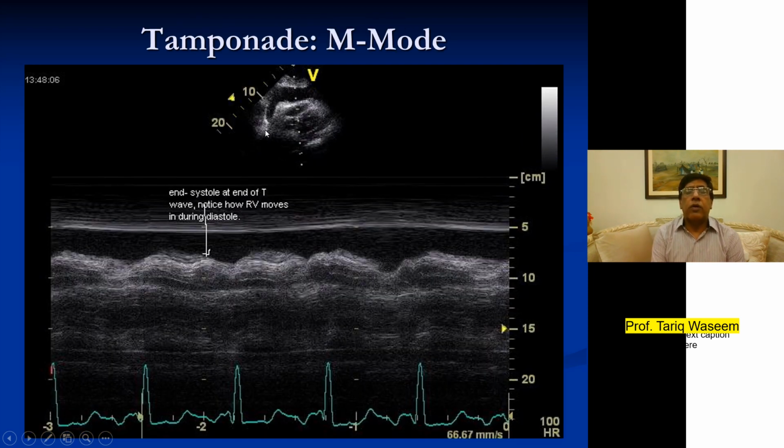This is what we were talking about. If you take an M mode recording, this is the cut section from which it is taken. This is the parietal pericardium. This is the effusion. This is the right ventricle.